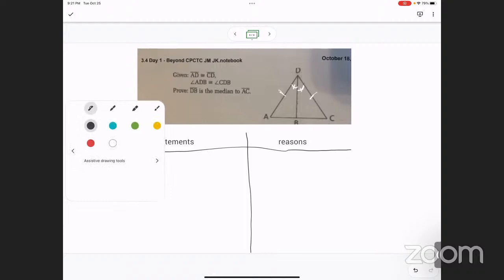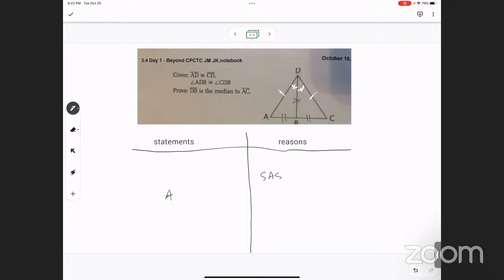Okay, so my issue is I can get to prove that the triangles are congruent. It's just I can't get past that. So you're going to use reflexive, and then you're going to use side angle side, right? Yep. And since they are congruent, then you want to prove that this right here is equal to that right there. And how can I prove that?